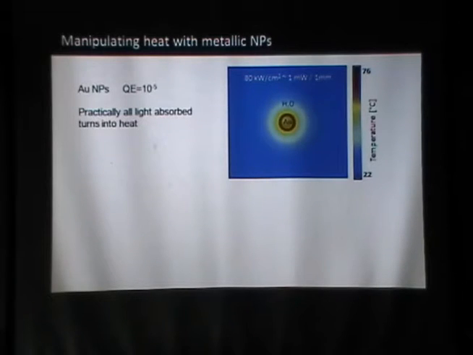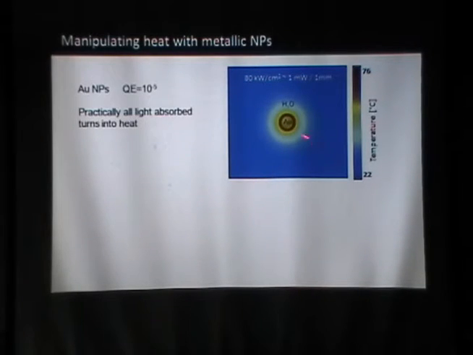All right. Any other questions about the light and the fluorescence before we move to heat? Okay, this one is simpler. As I told you, metallic nanoparticles are very bad fluorophores. So basically, they absorb all the light, and the chance to emit a photon is very low. So all the light they absorb turns into heat.